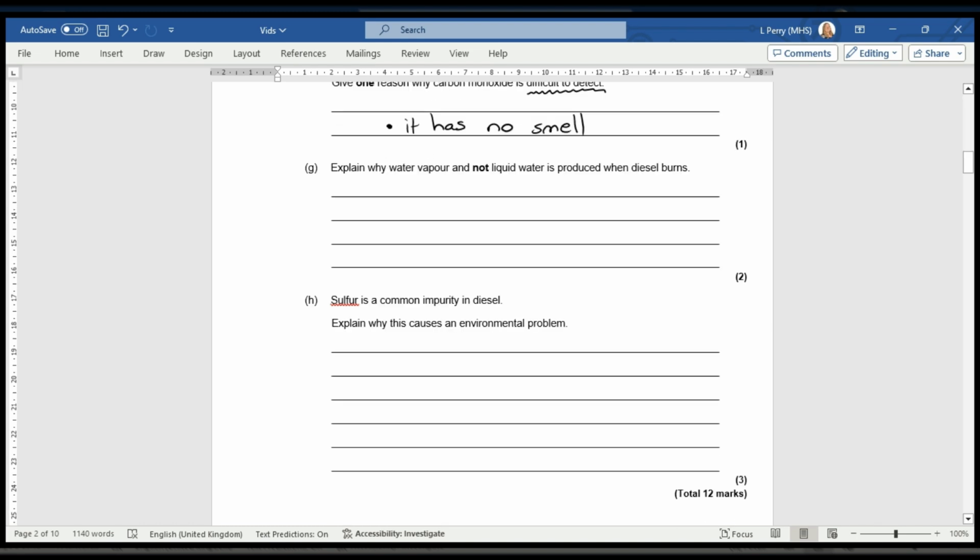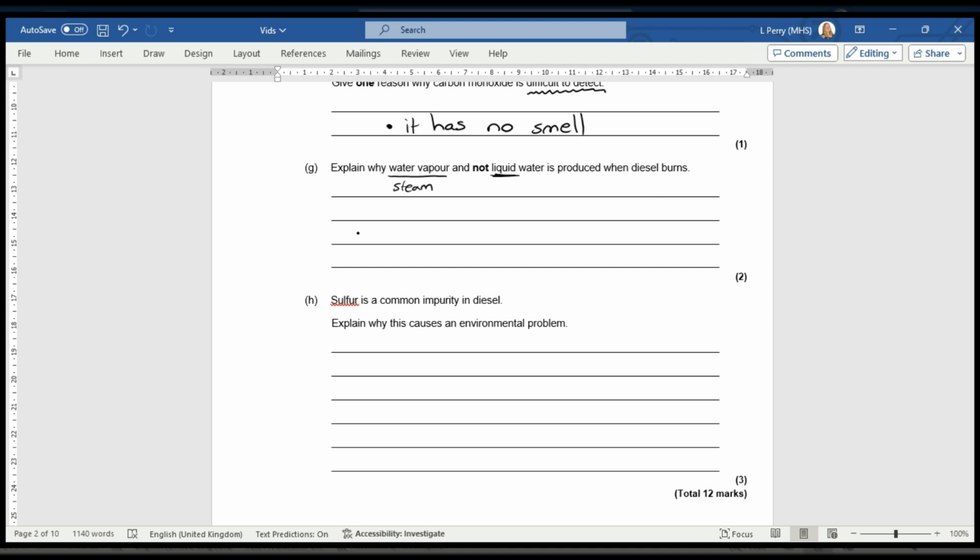Explain why water vapour and not liquid water is produced when diesel burns. So again, this is a bit more of a common sense question. Why is water vapour, also known as steam, produced and not a liquid water? Well, it's being burnt, it's going to be hot. Steam is made when things are hot.